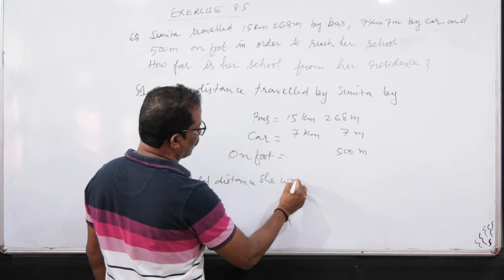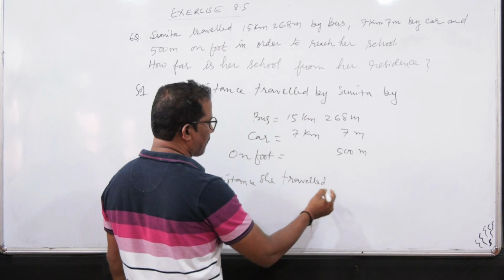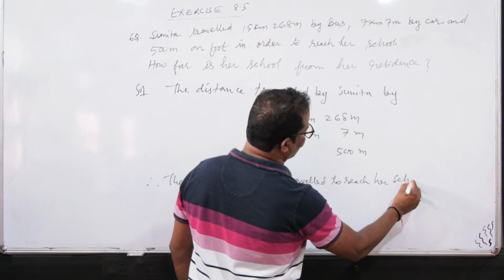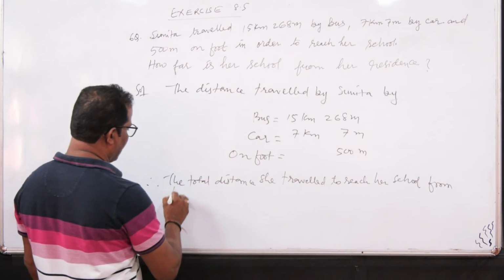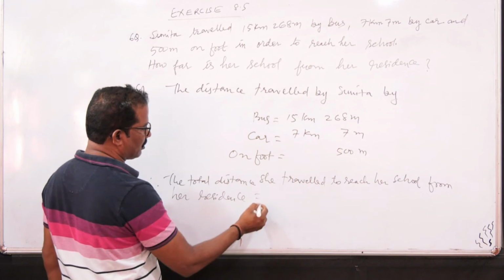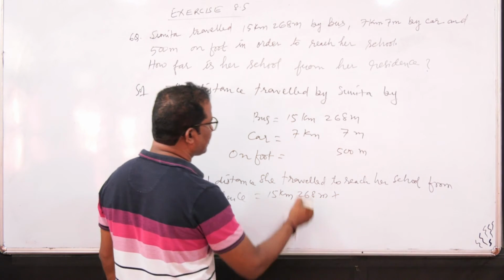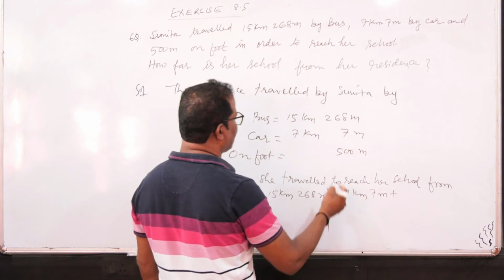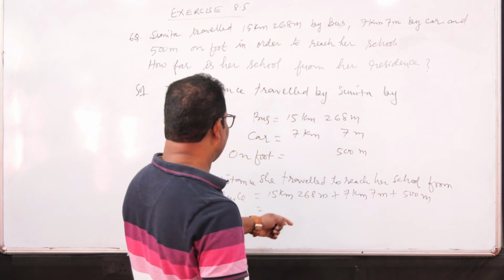Okay, so the total distance she traveled to reach her school from her residence is equal to 15 kilometer 268 meter plus 7 kilometer 7 meter plus 500 meter. Understand how to add these distances?